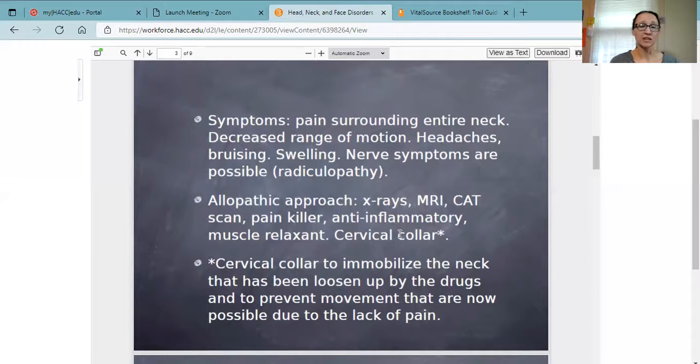honestly, your neck muscles are going to tighten up in response to that injury to prevent further injury. It is a protective mechanism that your body does. The cervical collar really is only for muscles that have been loosened up by the muscle relaxers or within that first 48 hours before that swelling and hypertonicity take over.